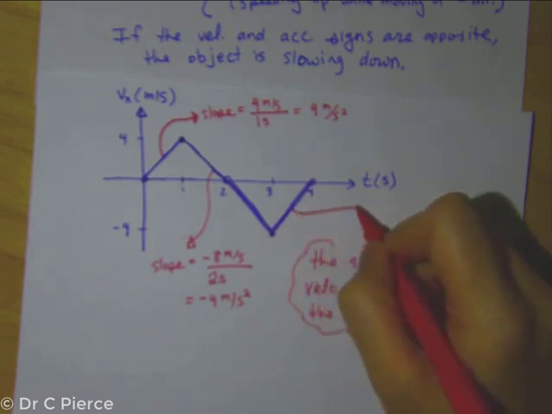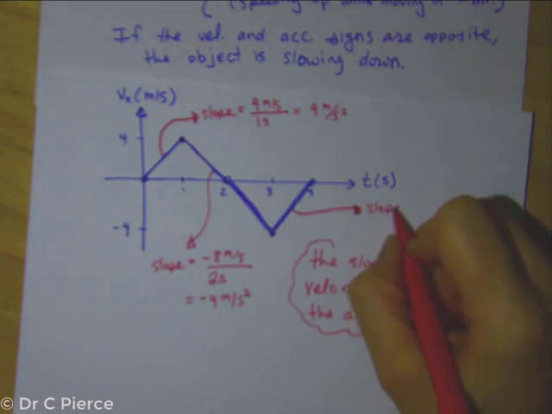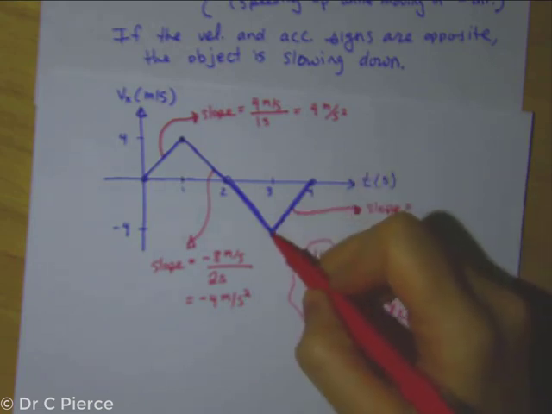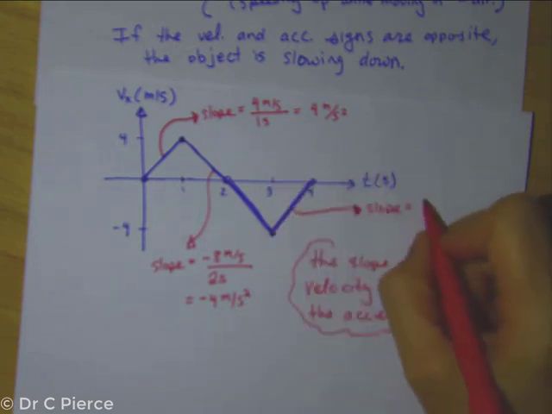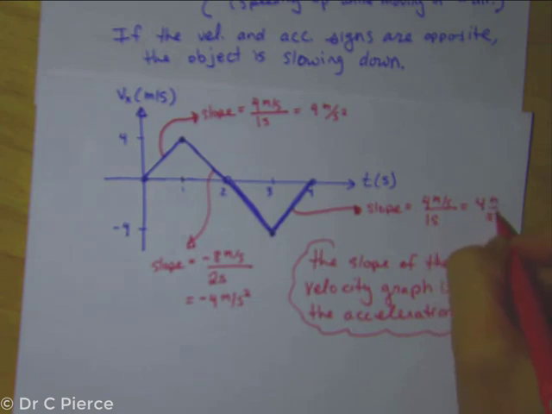And here, the slope is the rise, so from -4 to 0. So that was a rise of +4 meters per second, and that took 1 second. So 4 meters per second squared.